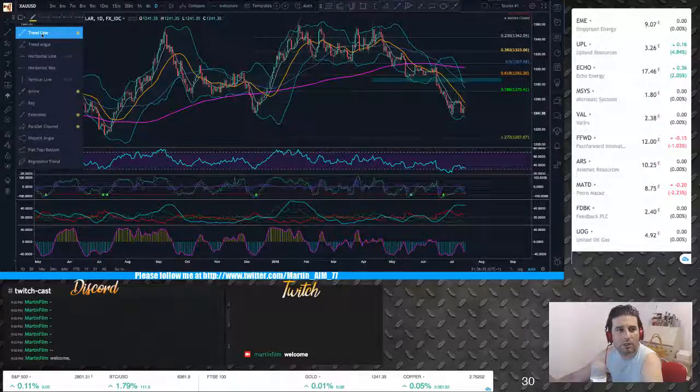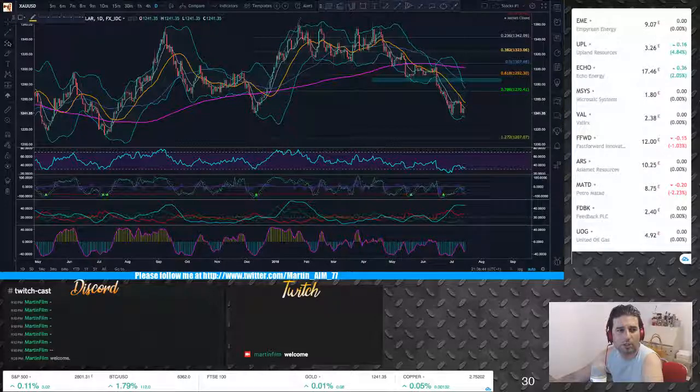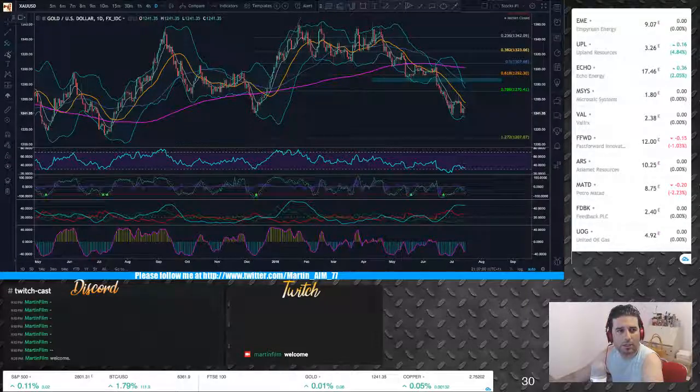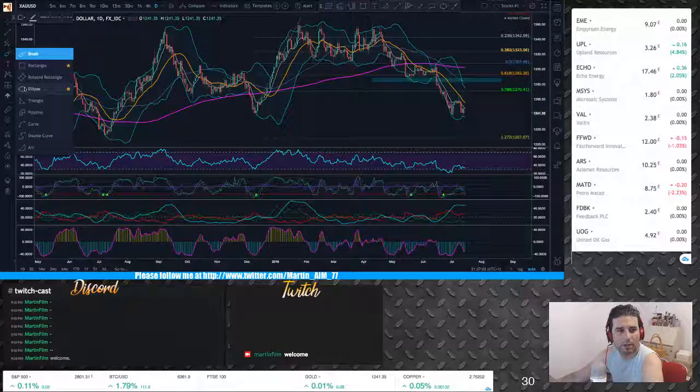I use trend line, as you can see, the arrow, extended line, parallel channel occasionally, not all the time, but there are so many indicators you'll be able to use. That's where the fib retracement is, which I tend to use quite a lot. Trend-based fib extension and the trend-based fib time. Here is where I have the rectangular, so I use it for areas, just like that.